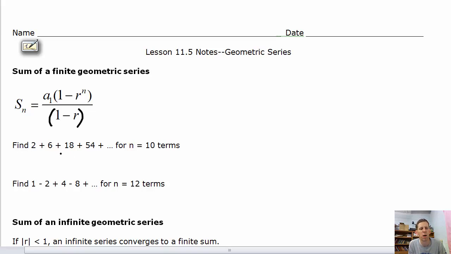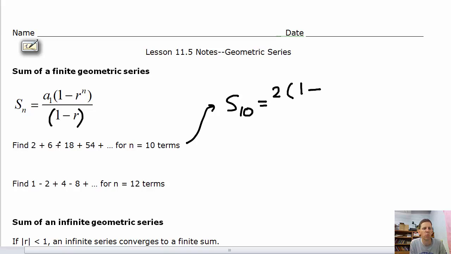For example, for this problem, we have 2 plus 6 plus 18 plus 54 plus, and this pattern is going to continue for 10 terms. To find its sum, we're going to use the formula that we just talked about. We're looking for the sum of the first 10 terms, so n is equal to 10. And this is equal to the first term, which is obviously 2, parentheses, 1 minus.